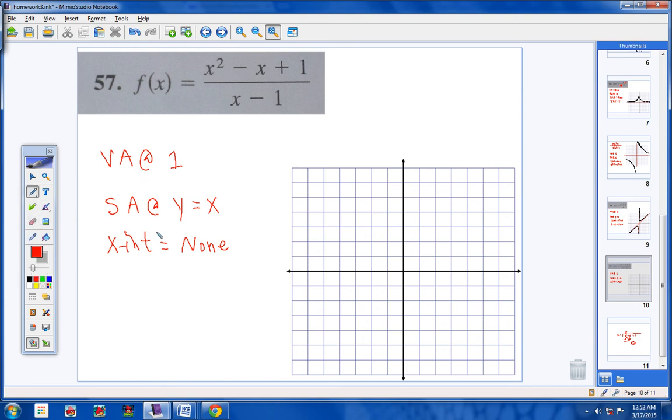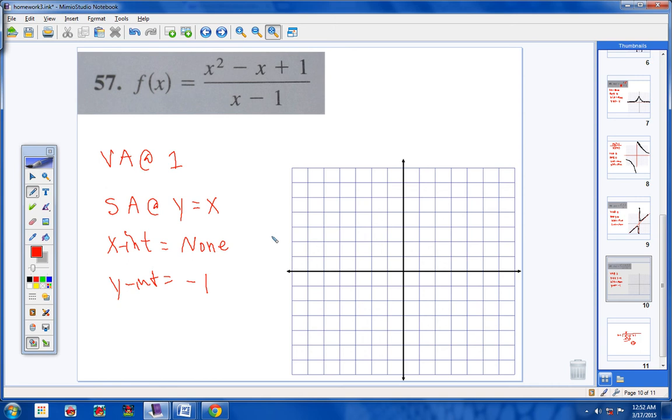imaginary numbers. Now the y-intercept, let's see, everywhere there's an x, we're going to put a 0. So up top, we're left with the 1, negative 1 at the bottom. So 1 over negative 1 is negative 1. So we have a y-intercept at negative 1.